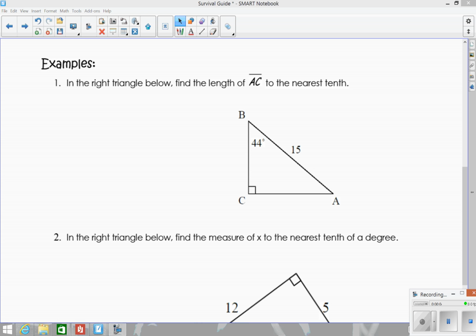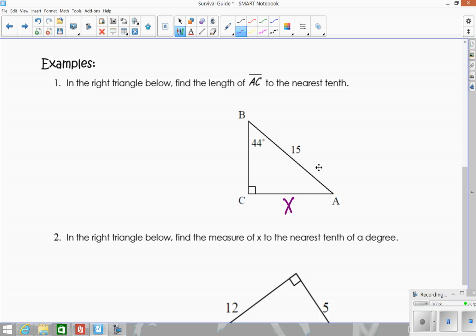In number 1, you're given a right triangle and you want to find the length of AC. So I'm going to put an X on AC. And when I look at this, right away I know that I'm going to be using right triangle trig, so SOHCAHTOA, because I have a right triangle and I have an angle and one side given to me. That tells me I'm going to be using SOHCAHTOA.